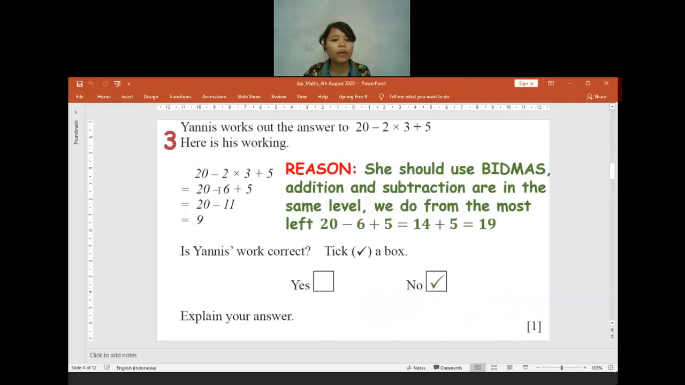For question 3, this is Yanis's working, and we have to check if her working is correct or wrong.